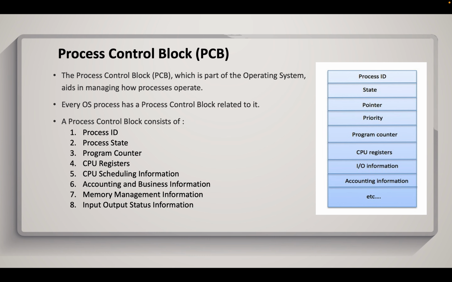PCB, process control block. This is a part of the OS that aids in managing how processes operate. Every OS process has its own PCB. A PCB consists of process ID, state, pointer, priority, program counter, CPU registers, I/O information, accounting information, memory management information, and so on.